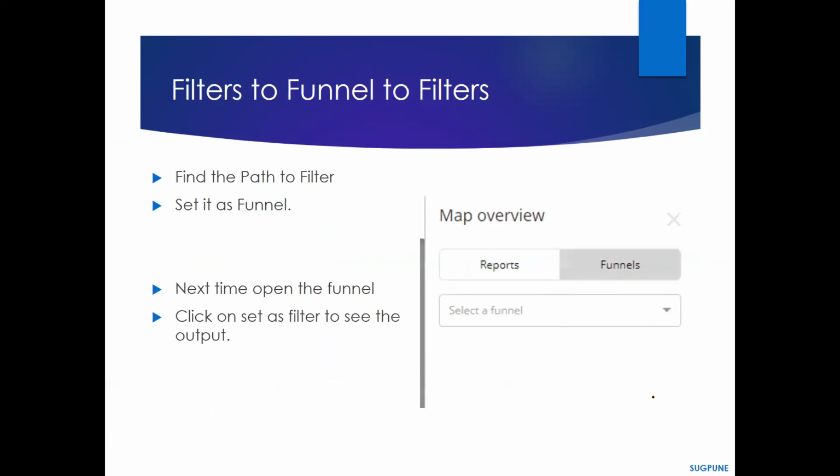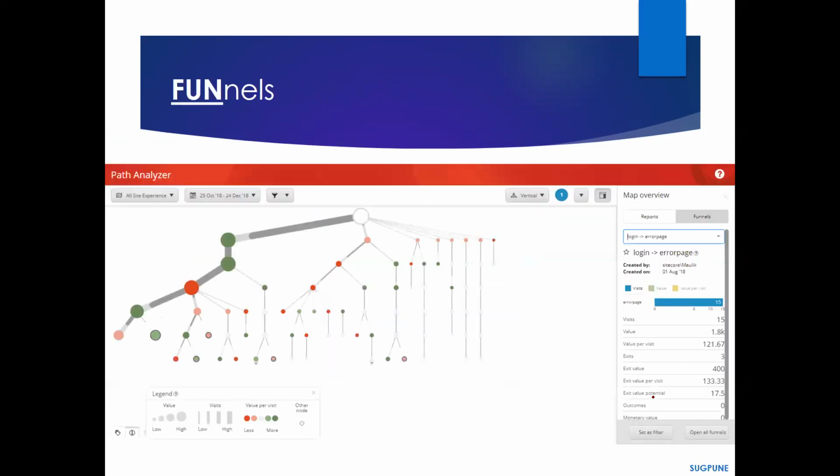So this is the way Path Analyzer sets the funnels. As you can see, login, error page. So this is one of my funnels. I've created this funnel. These are some reports, how many visits there are, value per visit, and then this is the view of how that path or funnel is getting displayed.